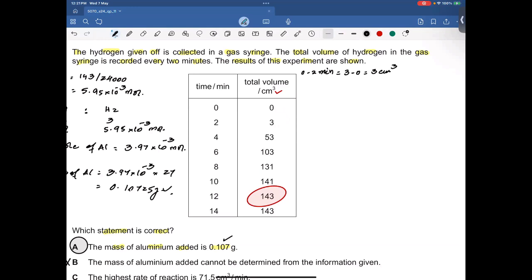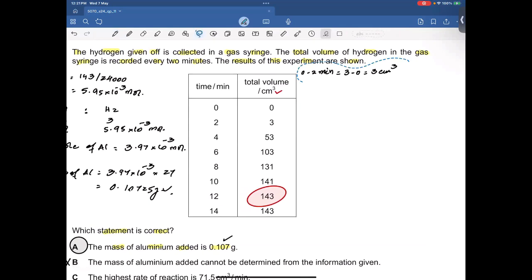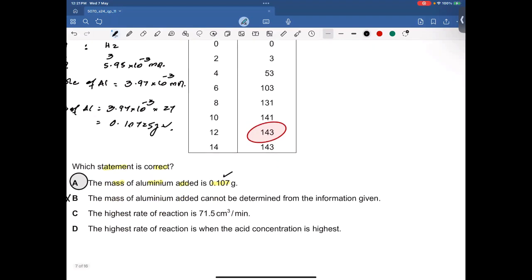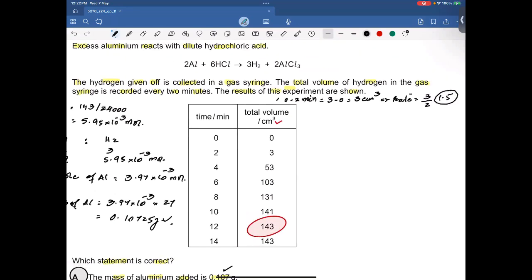So if I have to calculate the rate of reaction, it is going to be 3 divided by 2. 3 is the volume and 2 is the time taken. So the rate is going to be 1.5. The examiner says 71.5, so it doesn't match option A. Let's look at the second interval.